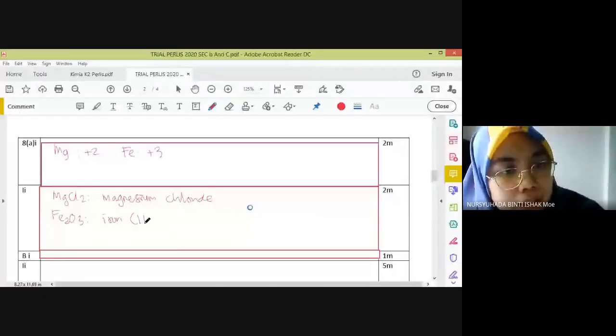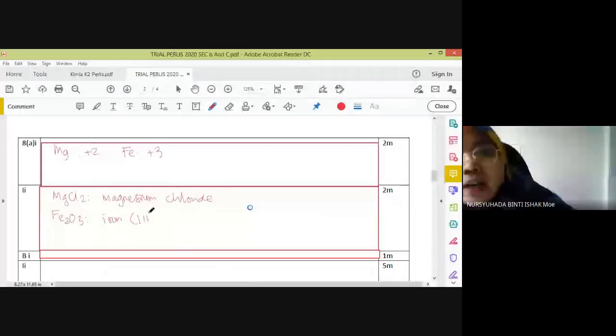Selain daripada iron, apa lagi yang wajib tulis oxidation number dia other than iron? Iron 3. Lead lagi. Ada copper, pandai. Very good. Iron 2, iron 3. Copper 2 dengan lead, pandai. Magnesium chloride je. Okay. Now we go to next question.